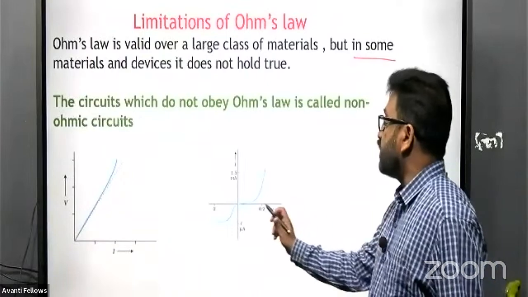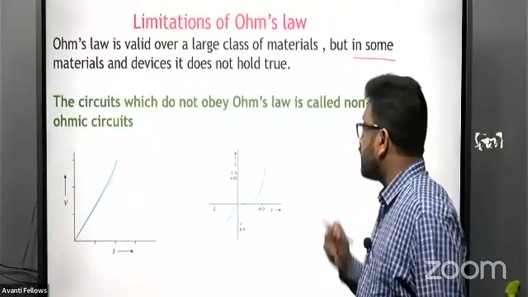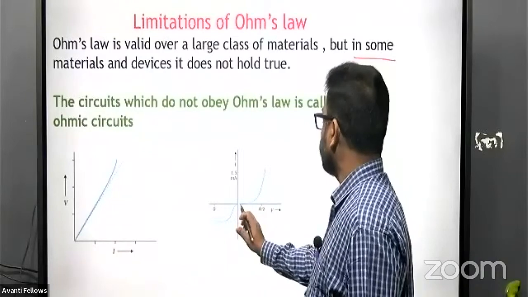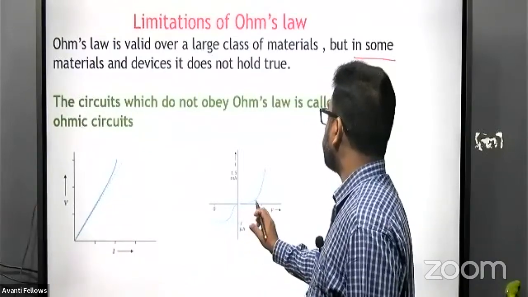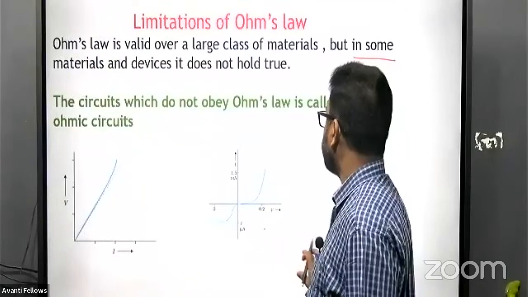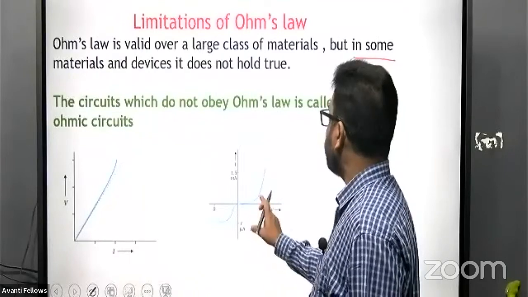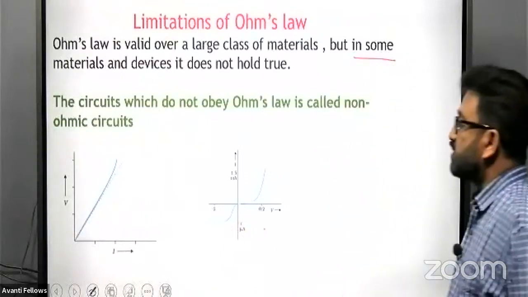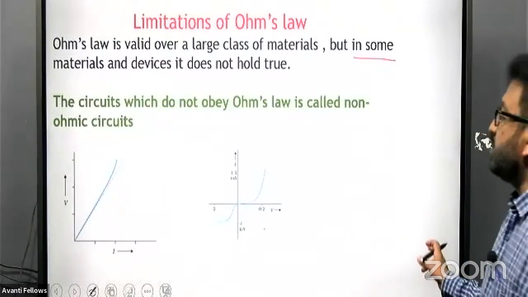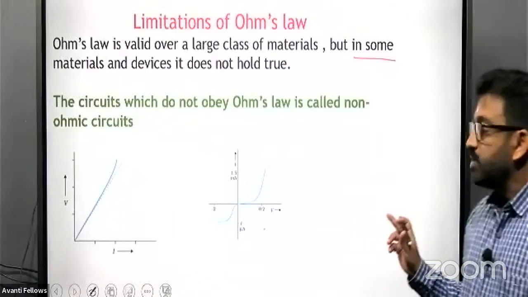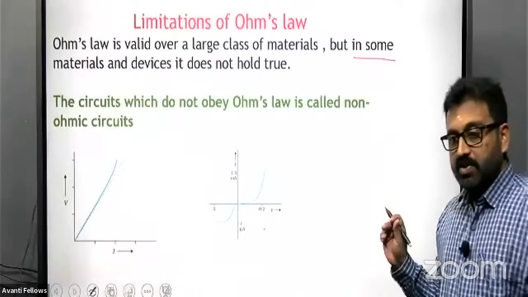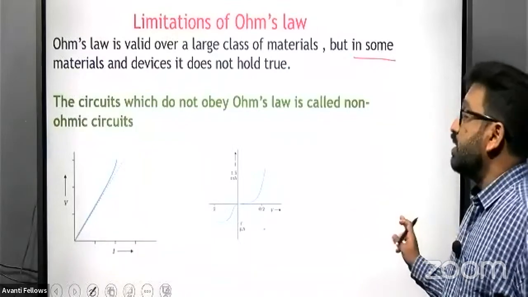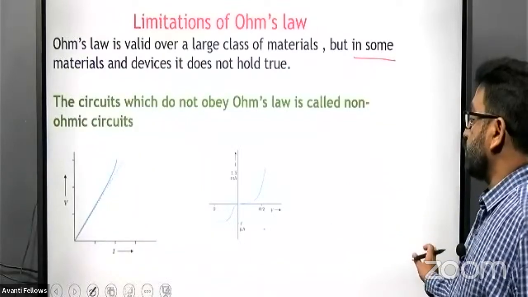And see here, in this case, this is a case of a semiconductor. Here it is not linear. After a particular voltage, it increases rapidly, and for the negative side, it is not linear. So this is another example of the limitations of Ohm's law. It is not valid in all circuit elements, and in all kinds of applications. That is another limitation of Ohm's law.